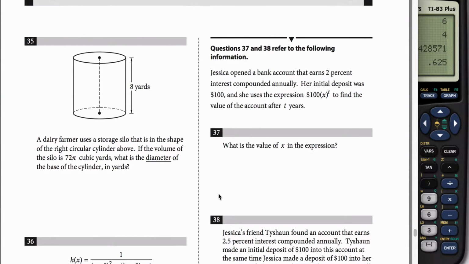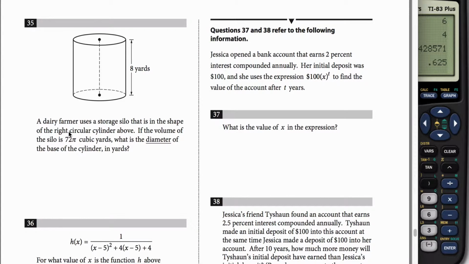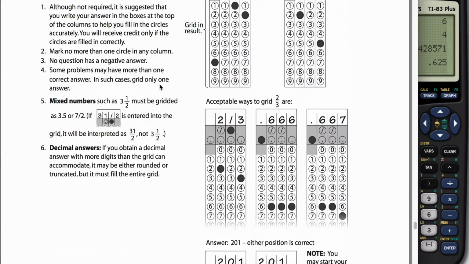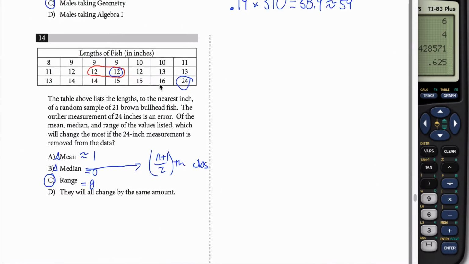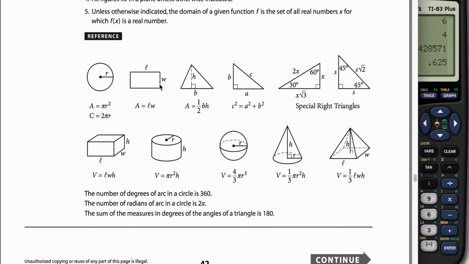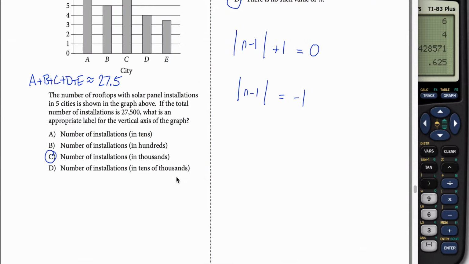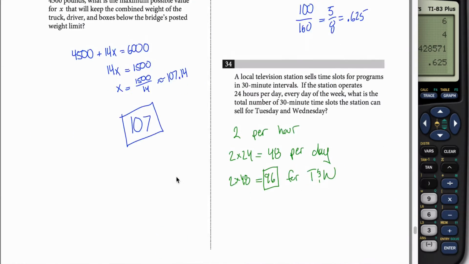Okay, moving on, 35. A dairy farmer uses a storage silo that is in the shape of a right circular cylinder above. The volume of the silo is this thing. What is the diameter? They probably give you the volume of a cylinder at the front of this thing. I know they give you a bunch of different formulas and such, geometric stuff, so I'll refer back to that. Hey, there it is. The volume of a cylinder is pi r squared times h. That's true. If you have that memorized, that's great. If you refer back to the front of your test, that's fine too.